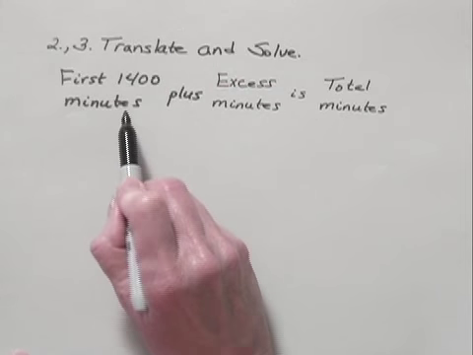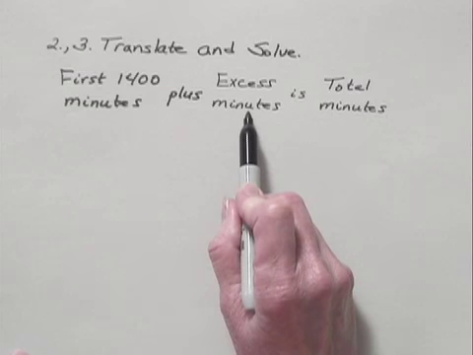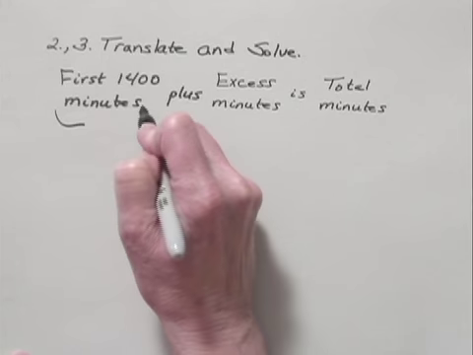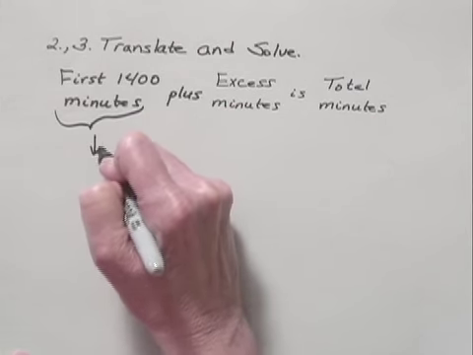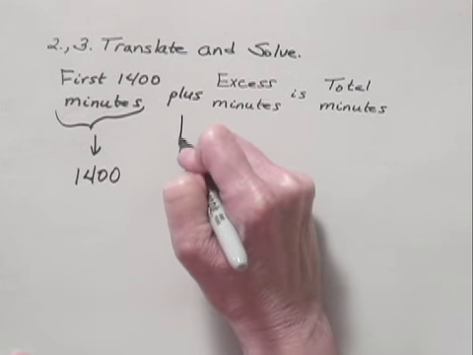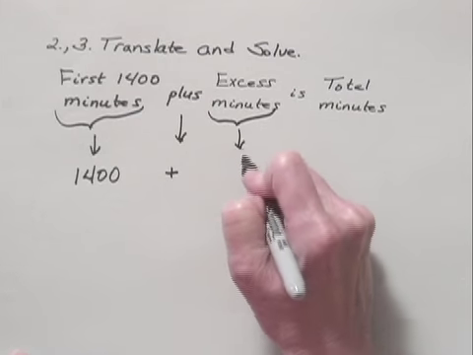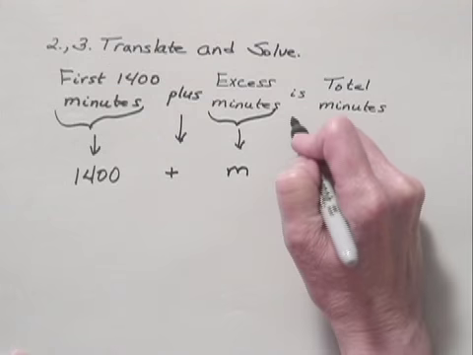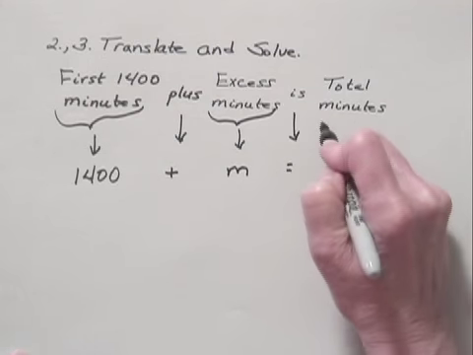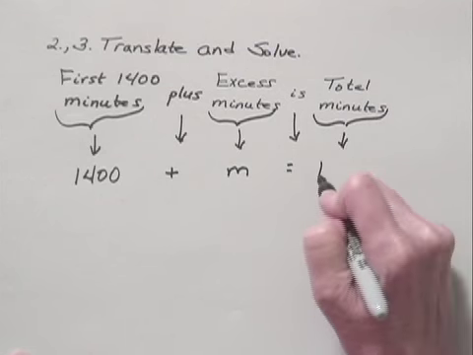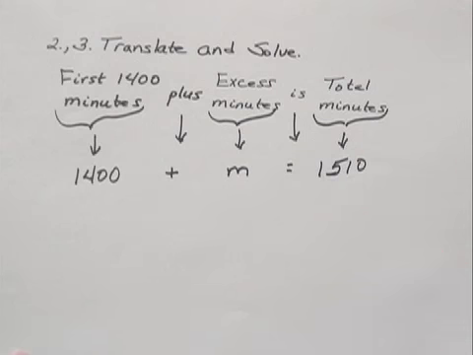The first 1,400 minutes plus the minutes in excess of 1,400 is the total number of minutes that the cell phone was used that month. The first 1,400 minutes is 1,400 minutes plus the excess minutes, and that's what we're trying to find, and we've assigned the variable m to that, translates to the equal sign, and the total minutes we were told in the problem was 1,510 minutes. So we want to solve this equation, and we can do that by subtracting 1,400 on both sides.